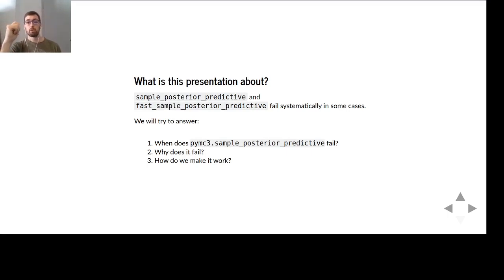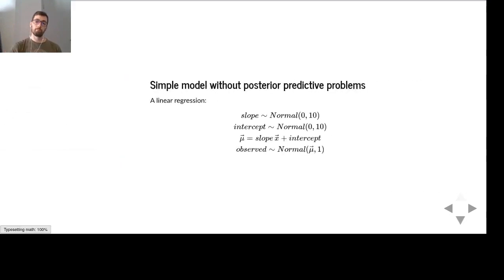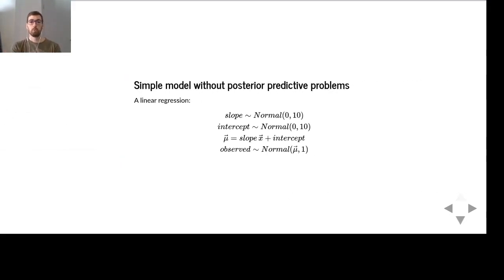And we'll try to answer three questions. When do these two functions fail? Why do they fail? And how can we make them work? To start out, we'll talk about a model in which everything works out fine. It will be a really simple model, and then throughout the presentation we'll include a more complicated variant of the same model.